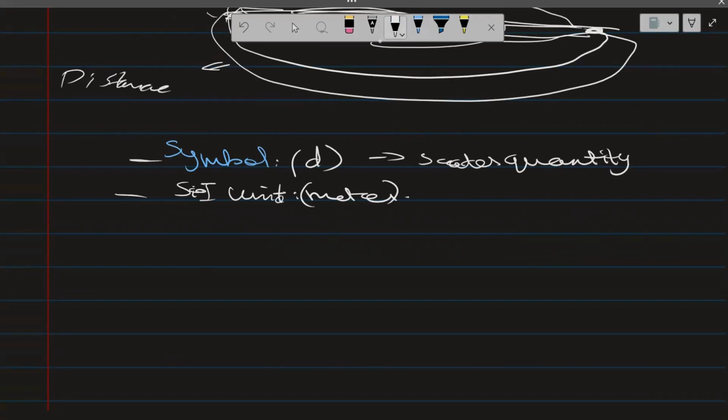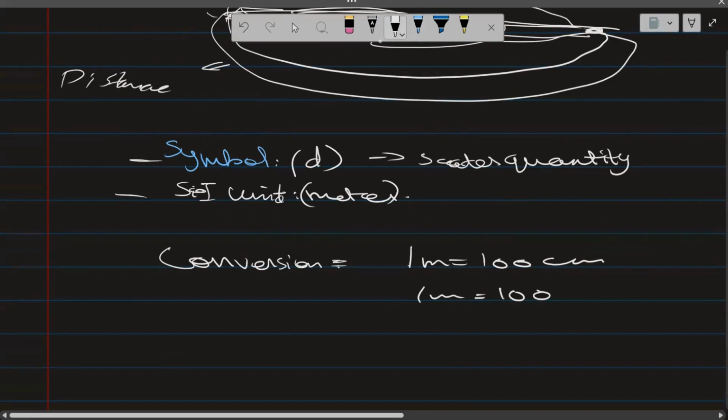Now let's do some conversions, okay? In this, let's remember some things. For example, 1 meter will be 100 centimeter. 1 meter is equal to 1000 mm, because these conversions are really important, and they do come in our paper, okay.